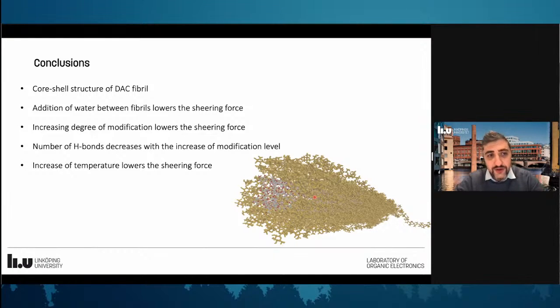And of course, the other two important parameters are the degree of modification, where with an increase we see that it's easier to process them, and also the temperature, which affects these properties quite a lot because of the interfacial stiffness. This shell region of the dialcohol cellulose as a whole becomes more and more flexible and susceptible to shearing.